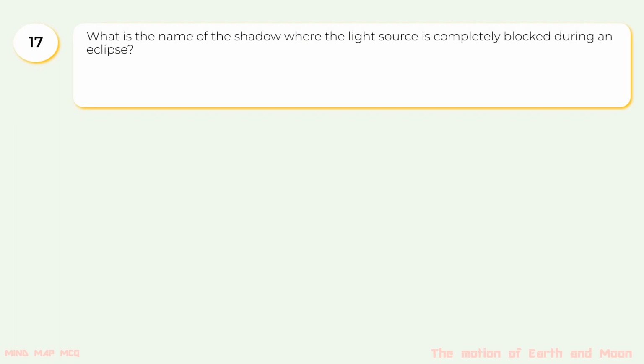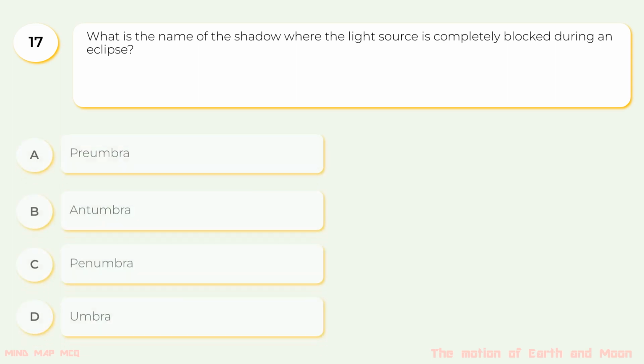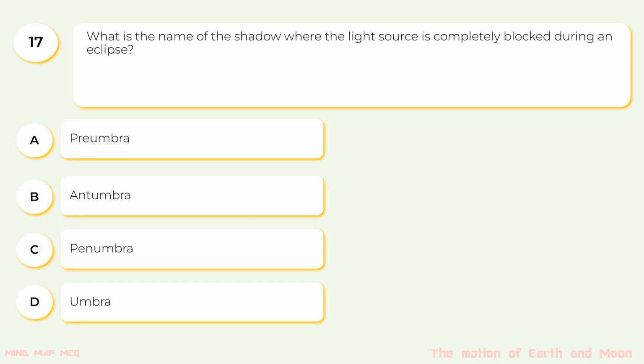17. What is the name of the shadow where the light source is completely blocked during the eclipse? A. Preumbra. B. Antumbra. C. Penumbra. Or D. Umbra. The correct option is D.